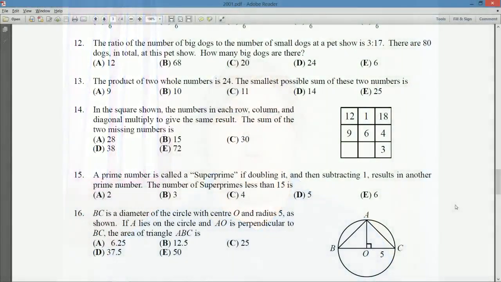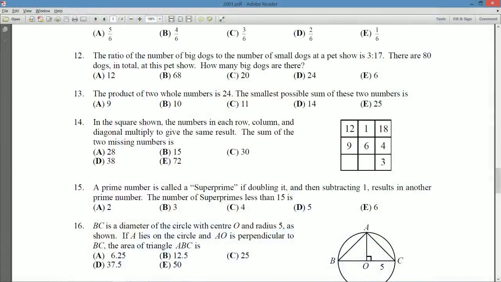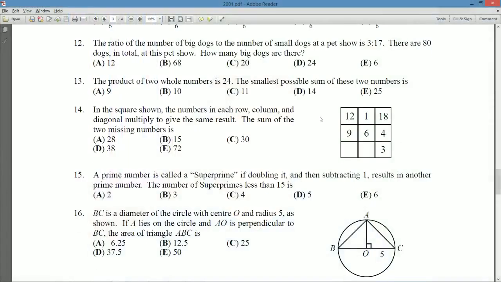So question 14: in the square shown, this 3x3 grid of numbers, the numbers in each row, column, and diagonal multiply to give the same result. The sum of the two missing numbers is, okay. So it's sort of like a magic square, if you're familiar with that concept. In a magic square, all the rows, columns, and the diagonals add up to the same number. This time, they multiply to the same number. Notice that 12 times 6 times 3 is 216, and 18 times 4 times 3 is also 216.